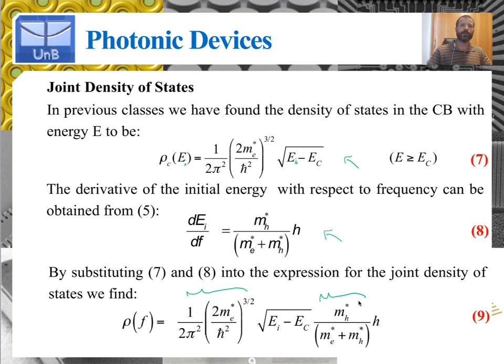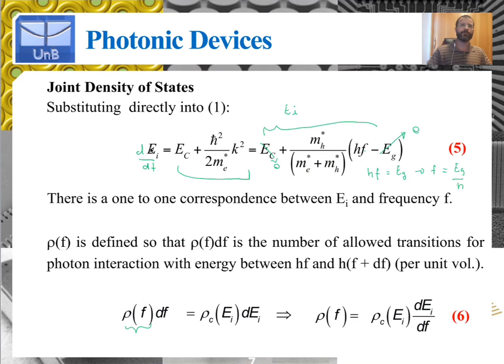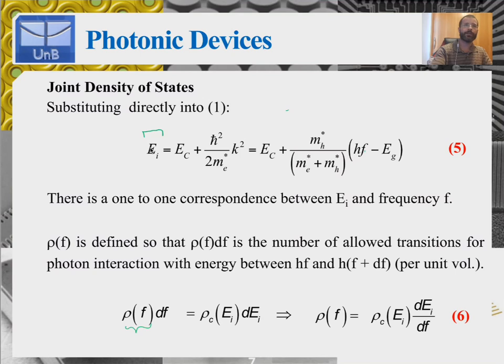Now we want an expression for rho as a function of f. There's still one last thing that we need to do, which is to replace the variable here, the independent variable E_i, by f, and we have just the means to do this, because we have found an expression for E_i as a function of f, which is expression number 5 again. Okay, so we know that E_i is equal to this.